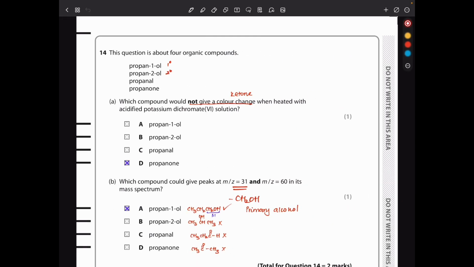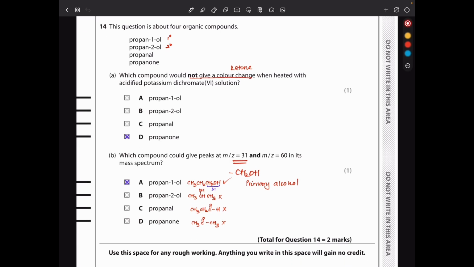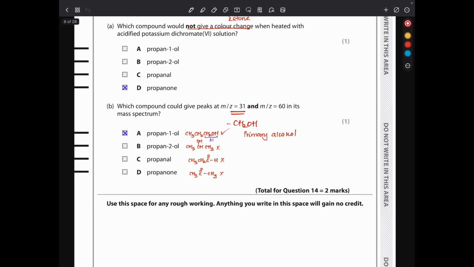In question 14, this question is about 4 organic compounds. So we have propan-1-ol, which is primary, propan-2-ol, which is secondary, propanal, an aldehyde, and propanone, a ketone. They say which compound would not give a color change when heated with acidified potassium dichromate(VI) solution. This is an oxidizing agent, so the propanone cannot be oxidized, and therefore the answer is D.